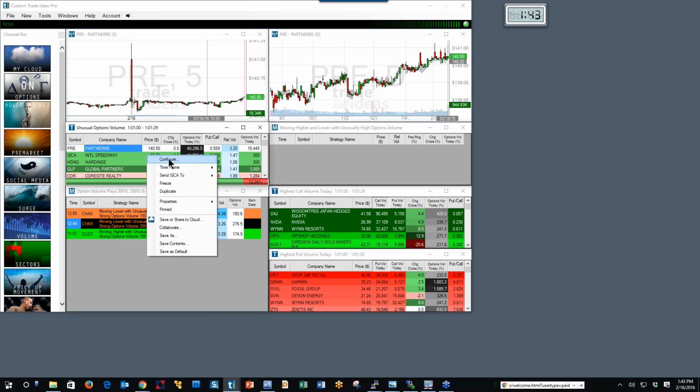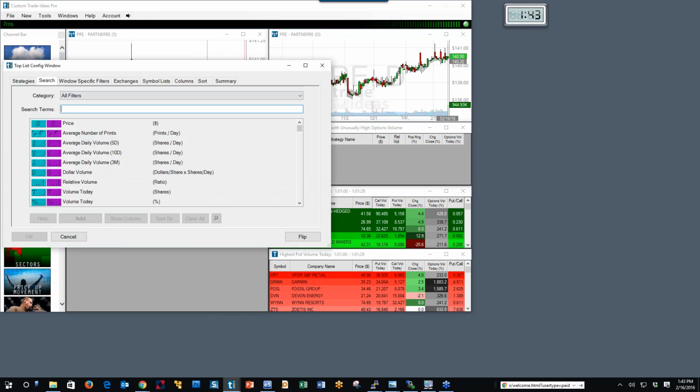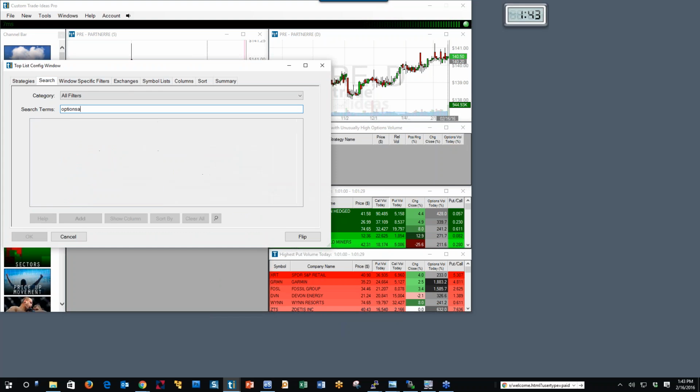Another thing you can do is you can always go into a configure window, go to the search tab, and type in options, and you can see the different filters that we have as it pertains to options.